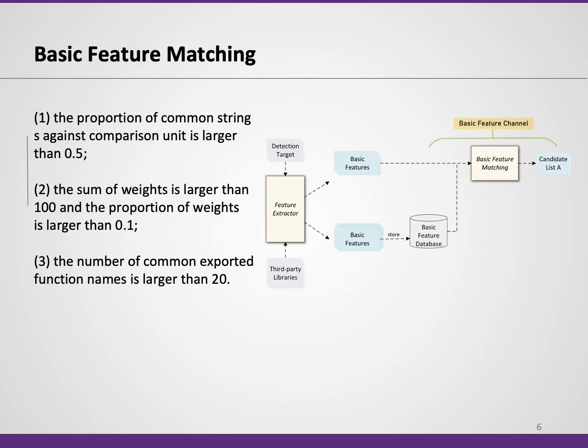For Basic Feature Channel, we directly adopt the rules and thresholds used in B2S Finder. A candidate is positive when it meets any of the three conditions. Positive units are candidate list A and are sent to the FCG filter as inputs.